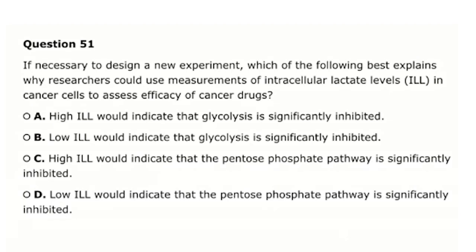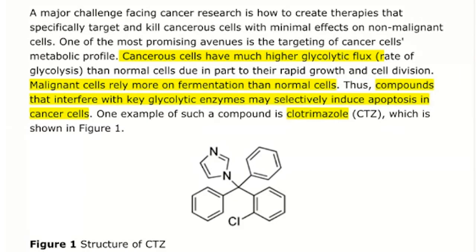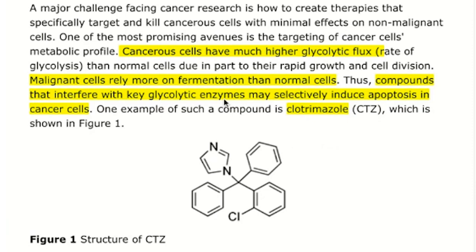Anaerobic metabolism, also known as, I don't know, fermentation. Oh, okay. Which was name dropped in the passage. Yeah, and I highlighted it right there. Malignant cells rely more on fermentation than normal cells. So as part of their high metabolism, they're using anything possible to create more energy because they're just going crazy. It's called the Warburg effect in cancer, as a fun content fact. Not necessary for the MCAT.